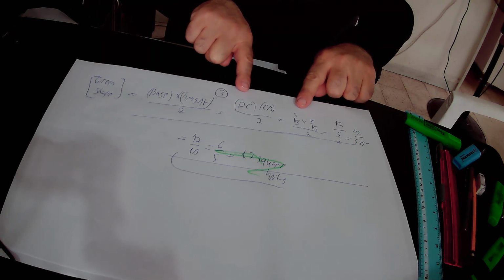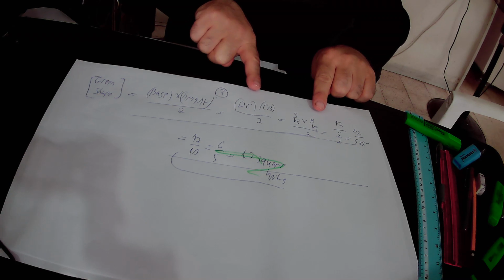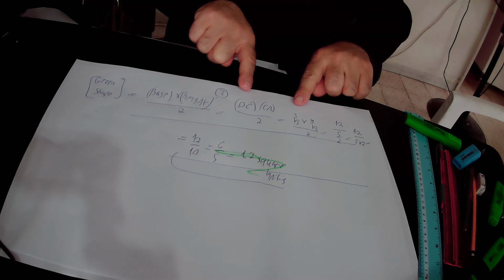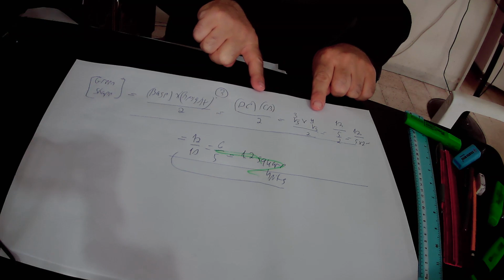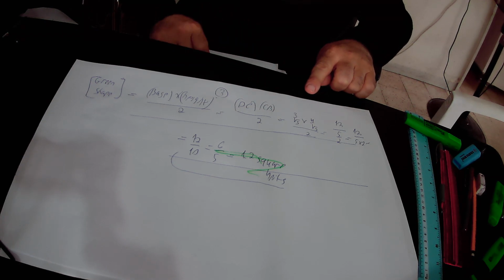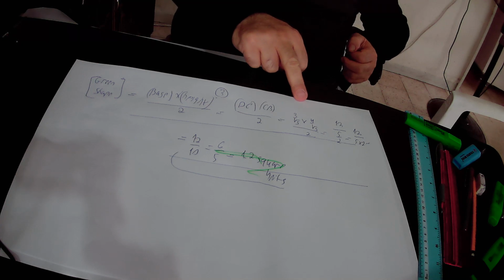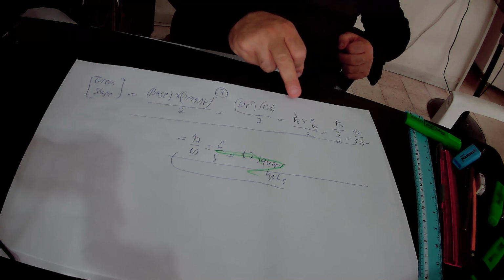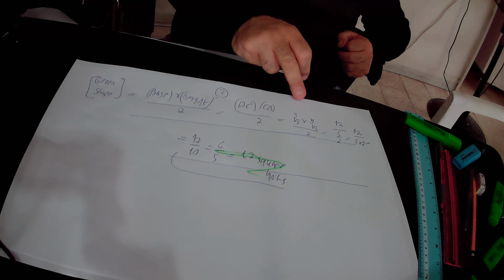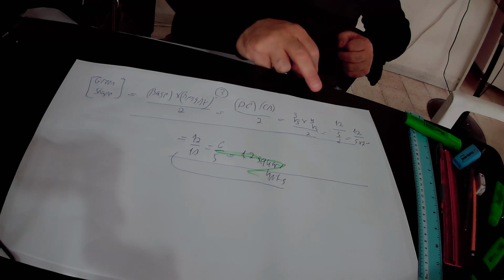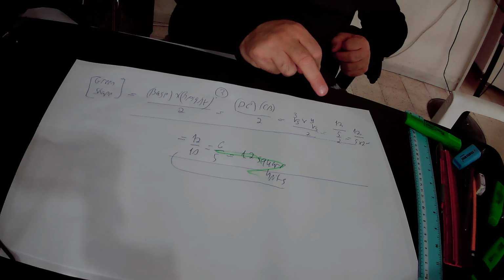CD equals 3 over square root of 5, CB equals 4 over square root of 5 divided by 2. So the area of the green shape equals the value of this expression. This expression equals 3 times 4 is 12 over square root of 5 times square root of 5 is 5, divided by 2.